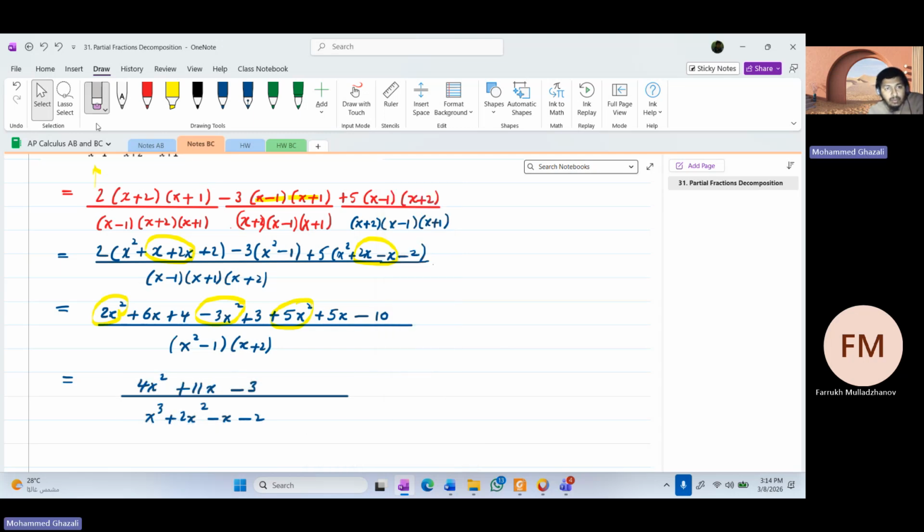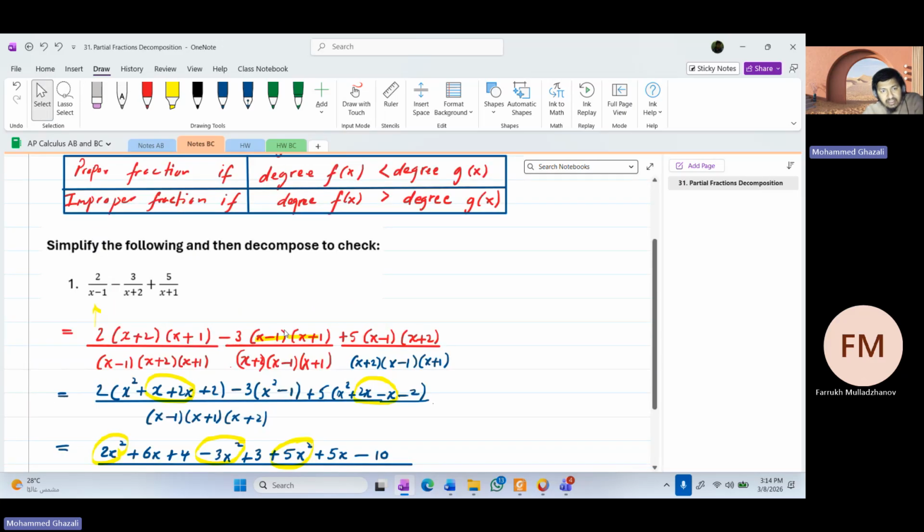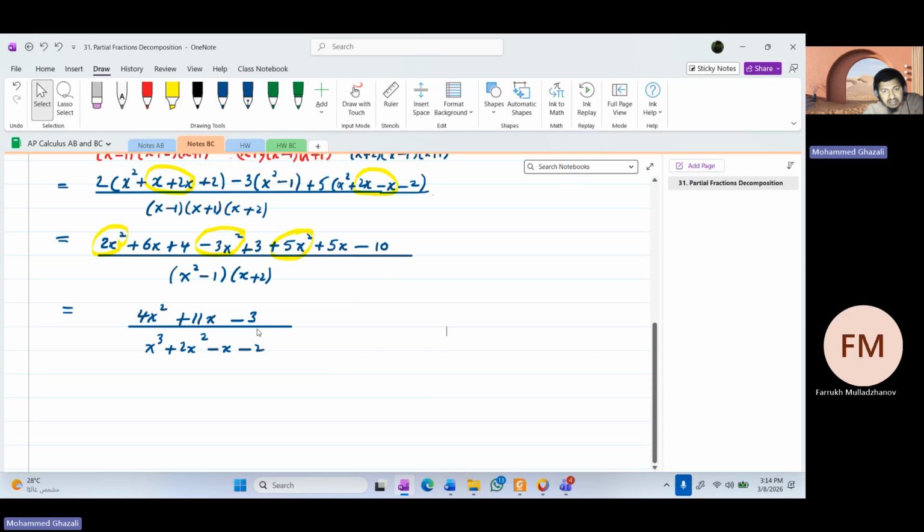Now, what is a partial fraction? This was just simplifying, all right? This is basic knowledge of simplification. Partial fraction is getting back to the question. Can I take this and go back to the question? So this is creating a question now.